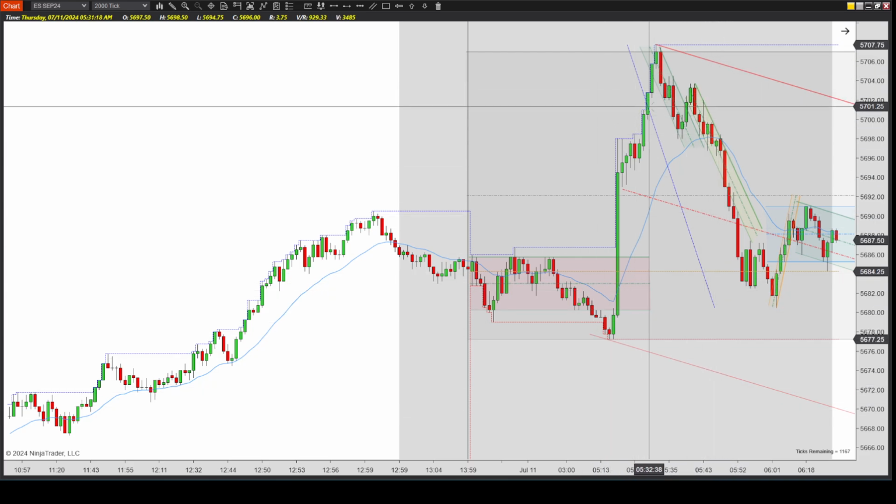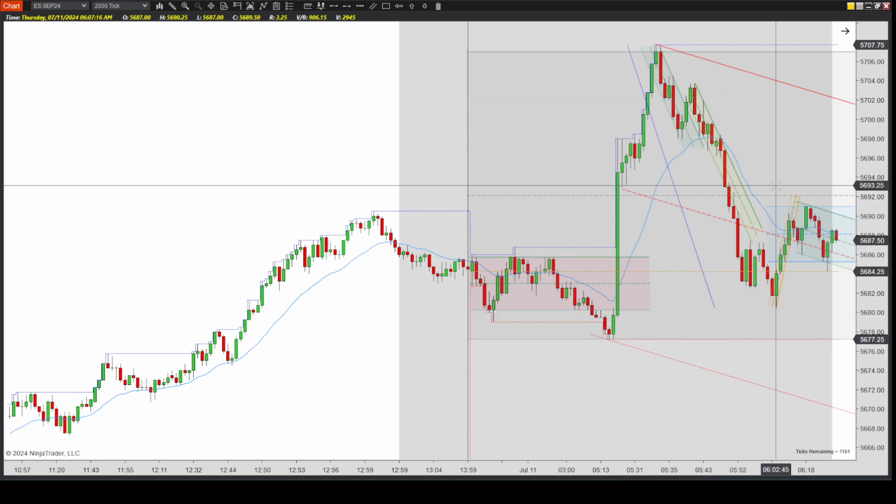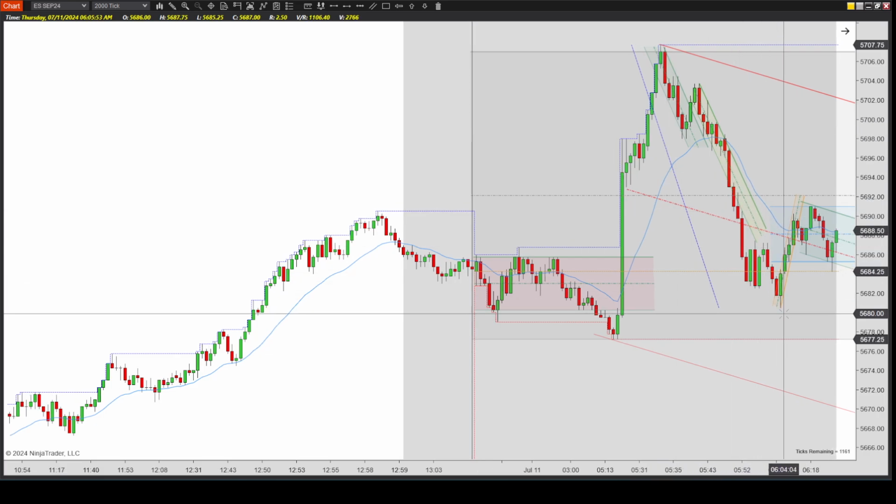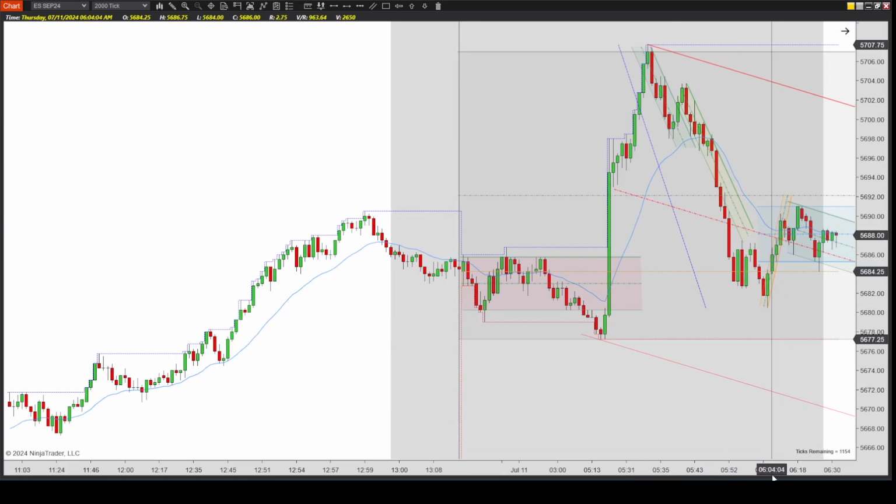I found these smaller short and trend channels inside the pre-market, but it didn't really matter. It's just more for me to practice my chart reading. And so there was no trades that I would take here. So then market starts to open.